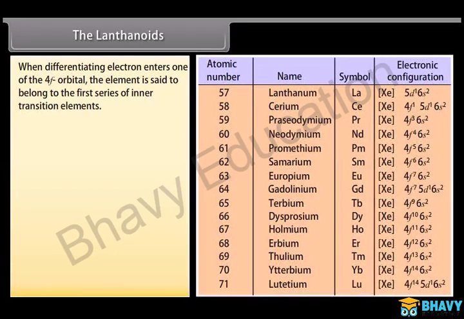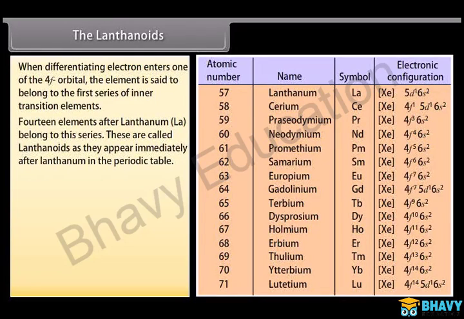The Lanthanoids. When the differentiating electron enters one of the 4f orbitals, the element is said to belong to the first series of inner transition elements. The 14 elements after lanthanum belong to this series. These are called lanthanoids as they appear immediately after lanthanum in the periodic table.